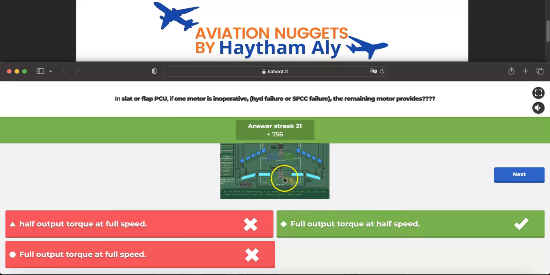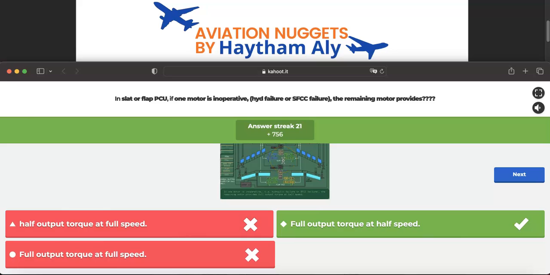Because the slat and flap PCU are similar, they are operated by two hydraulic motors. For the slat, one motor by the blue and one by the green. For the flap, one motor by the green and the other by the yellow. So for example, if the green hydraulic system fails, for the slat we still have the blue motor and for the flap we still have the yellow motor. Each of them will provide full output torque but at a half speed.